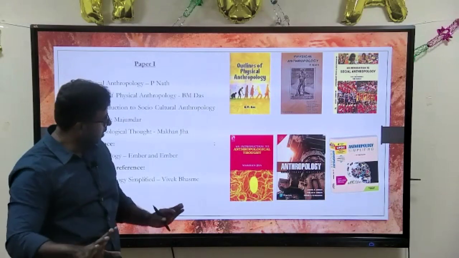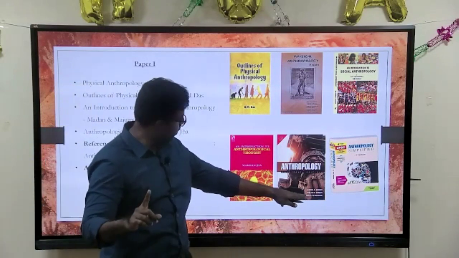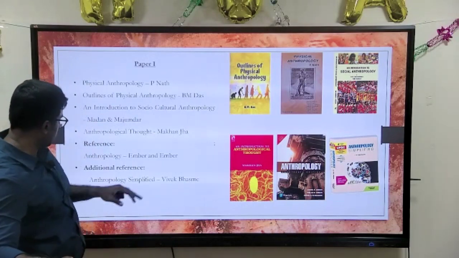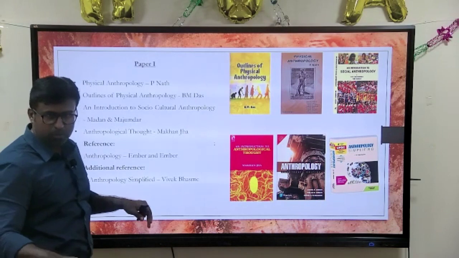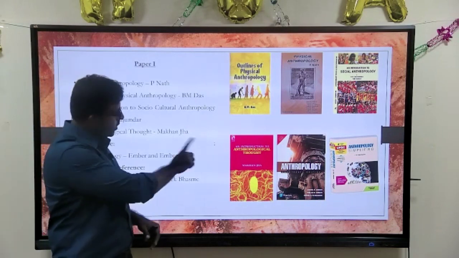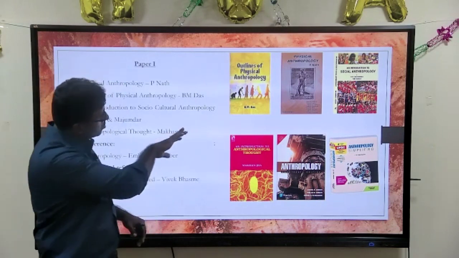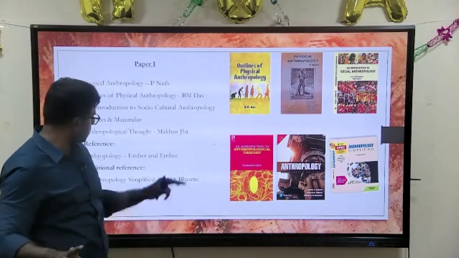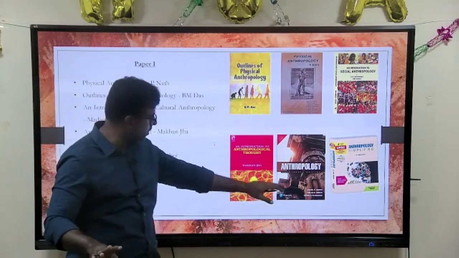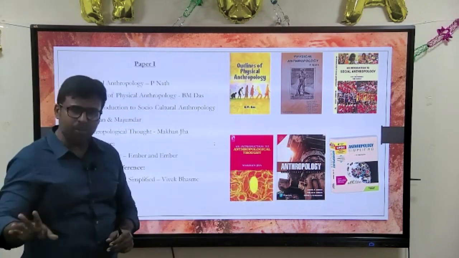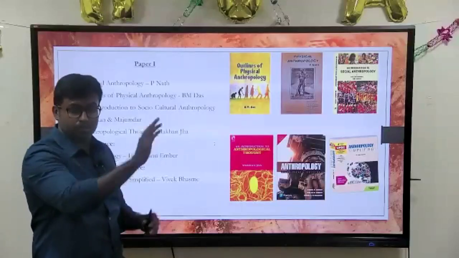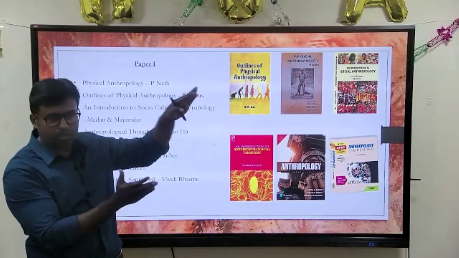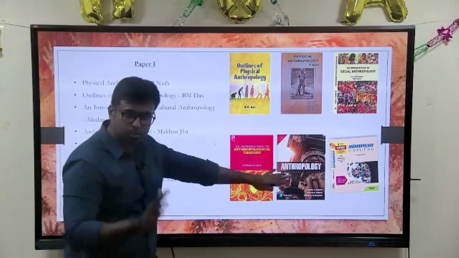Other than that, one book is there, which is called Ember and Ember. It's given as a reference, but this is the principal book. Now they have changed it. Earlier they used to have B.M. Das, P. Nath and everything, but now they have changed this book, and whatever questions they ask are from Ember and Ember, pertaining to the syllabus covered by that book. Biological and cultural anthropology is from this book only.